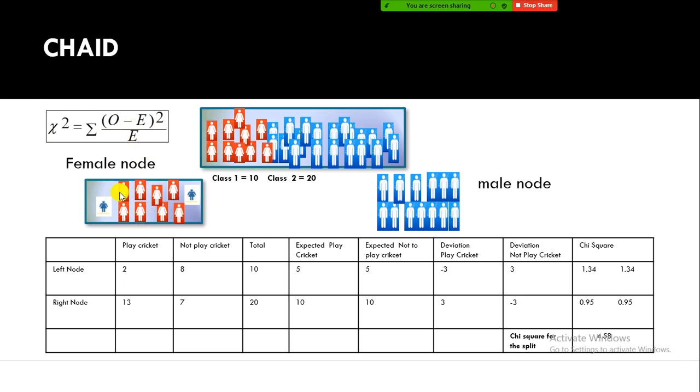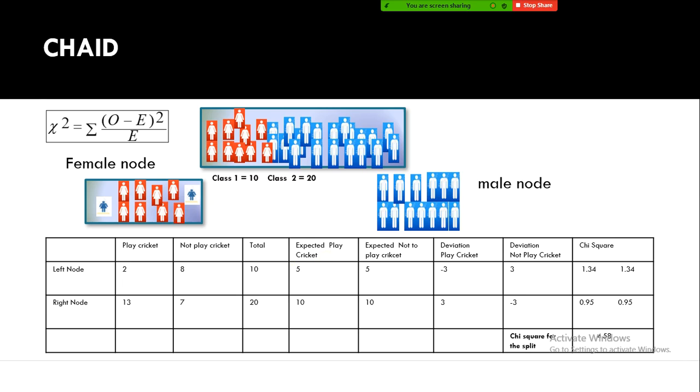So if you look at the left node, how many of them play cricket? Only 2. The remaining 8 don't play cricket. So in total 10 students are there. What is the expected play cricket?